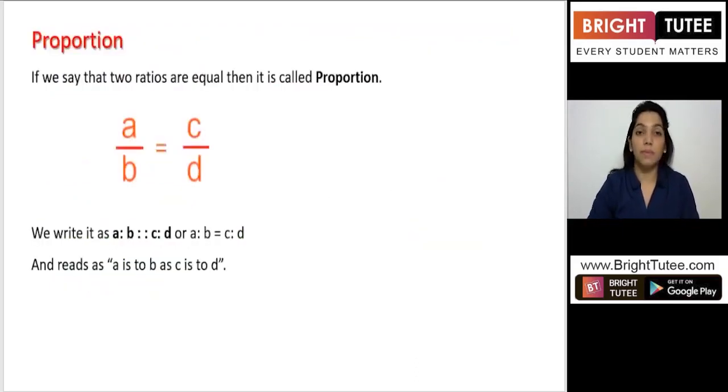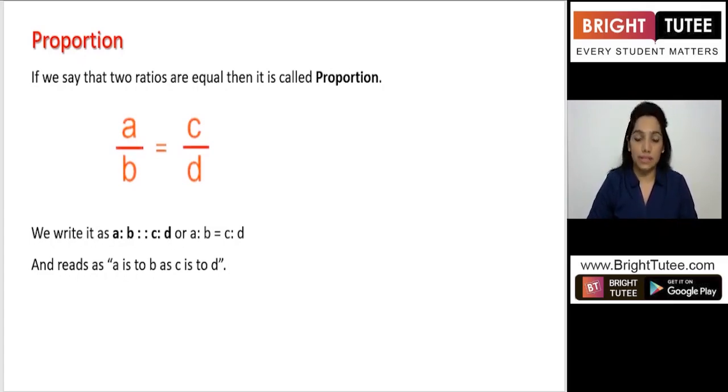Starting with what we mean by proportion. It says, if we say that two ratios are equal, then it is called a proportion. This is the only simple definition that you need to remember when it comes to proportion. What is it? That if the two ratios are equal, then it is called proportion.